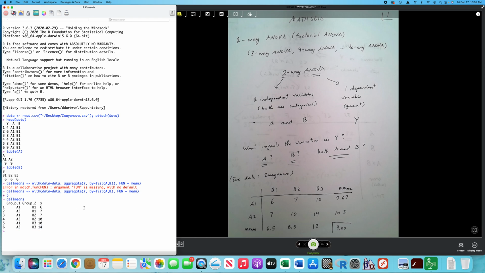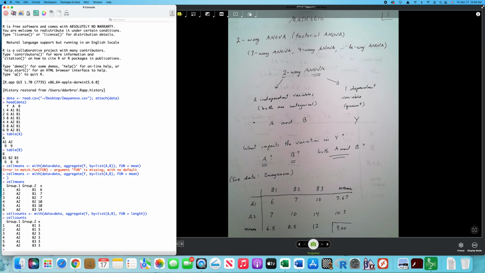Now, another thing I may want to do is do exactly the same thing, but instead of cell means, I may want to do cell counts. Got fat fingers today. So I still want all this to be the same, but I want the function to be length. I think I have to add another. So cell counts would be 3, 3, 3 across the board. So this tells me I have a balanced design.